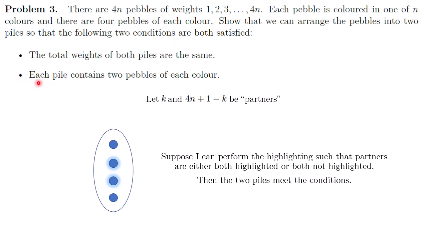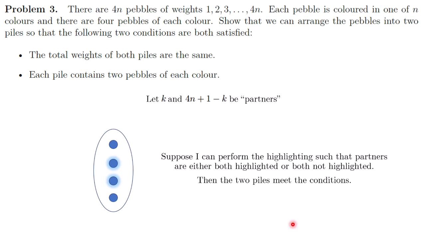Well, obviously, each pile will contain 2 pebbles of each color because I highlight exactly 2 of the 4 pebbles of each color. As for the first condition here, why is it the case that the total weights of both piles are the same? Well, because partner pebbles either end up both in pile A or both in pile B. We see that pile A will be made of pairs of partners. And how many pairs? There are n pairs of partners. There are no lonely pebbles inside because the partners belong together to the same pile.